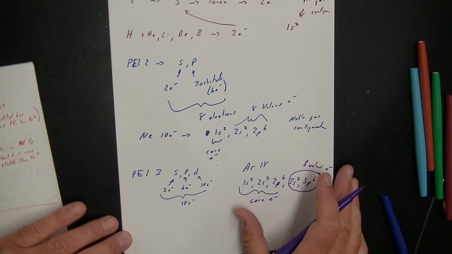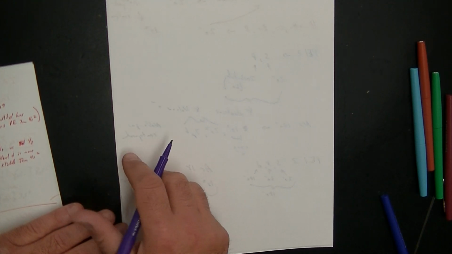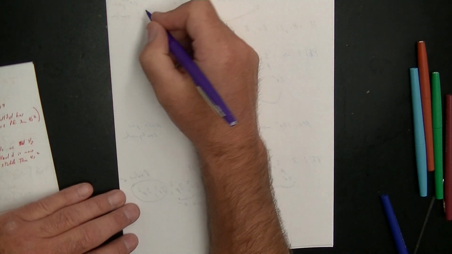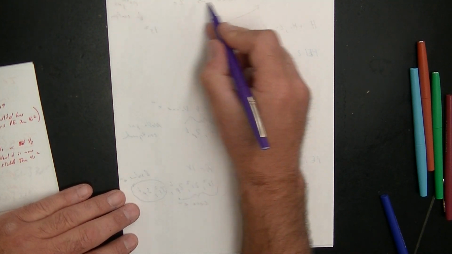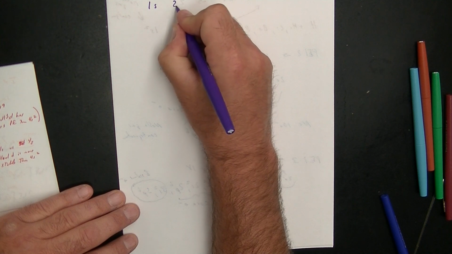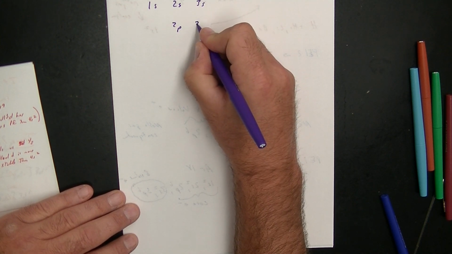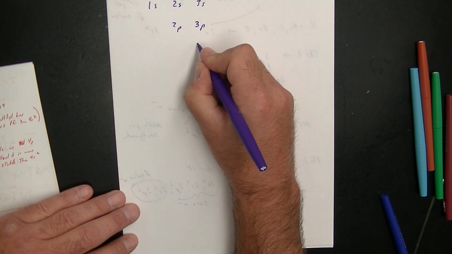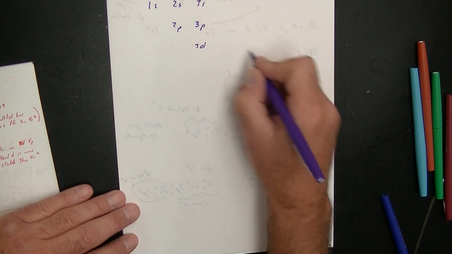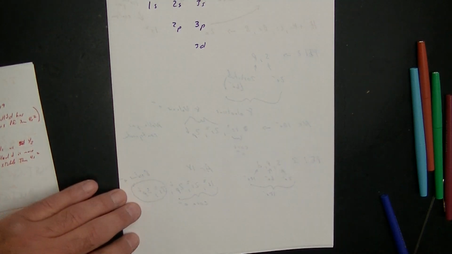Now, there's something I want to show you with the diagonal rule, and I don't know if you're using the diagonal rule. I went this way across, where I went 1s, 2s, 2p, 3s, 3p, 3d, and made it this way. You could also go the other way.